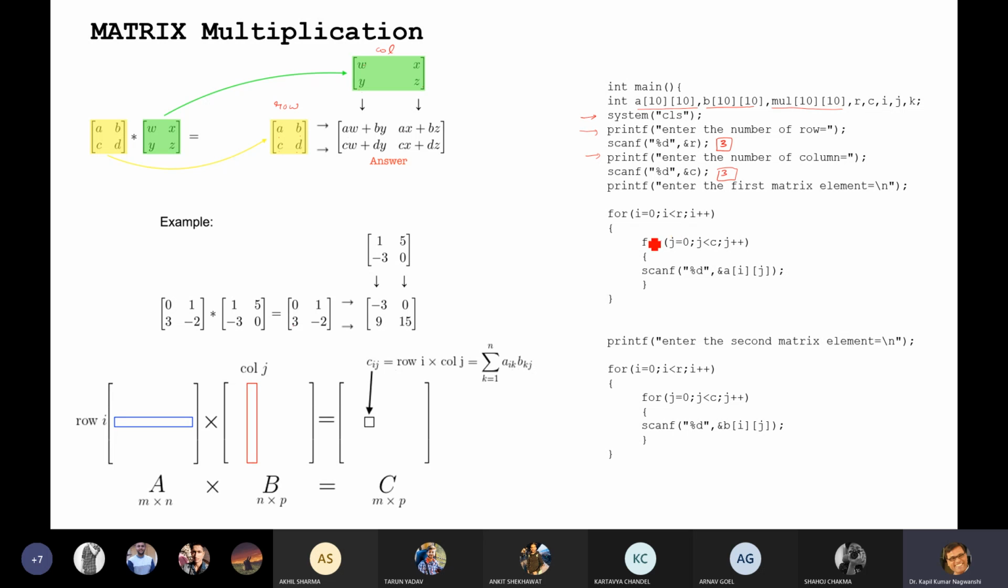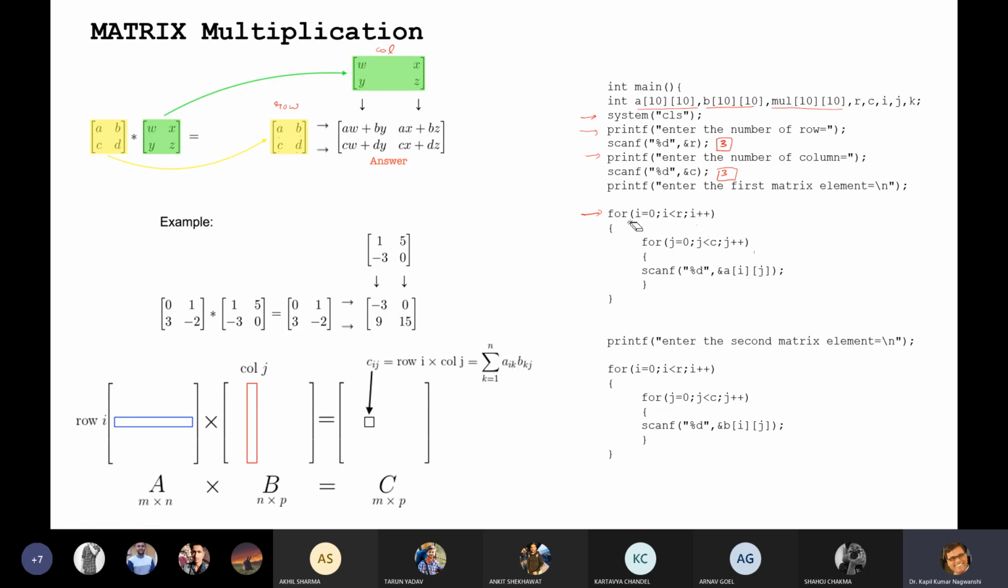Then what will be the solution? In the next screen, it will ask for entering the numbers. So this loop will start running from j equals 0 to 2, that is, while j is less than 3, and it will store all the elements. How will it store all the elements row and column wise? Let us see this.